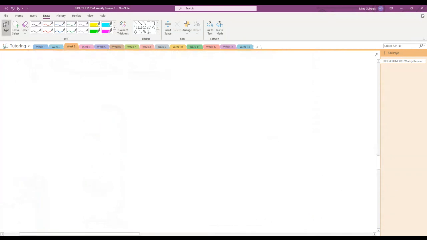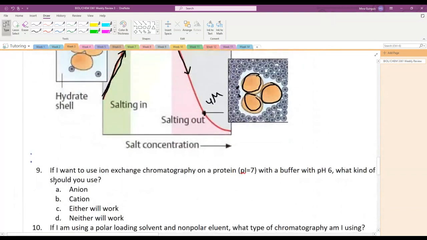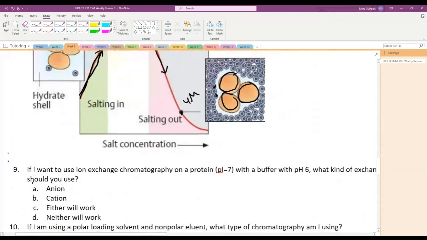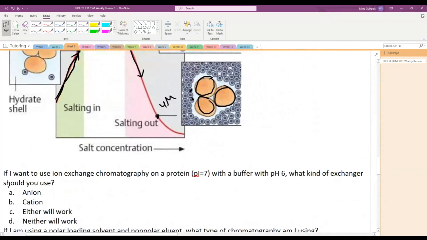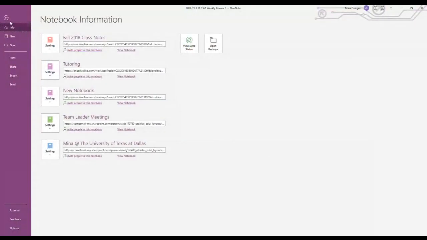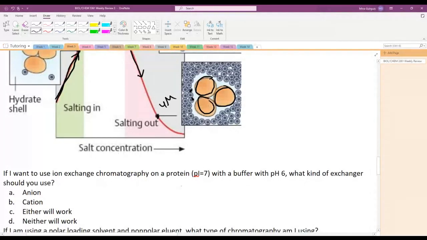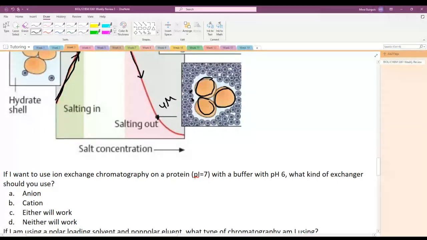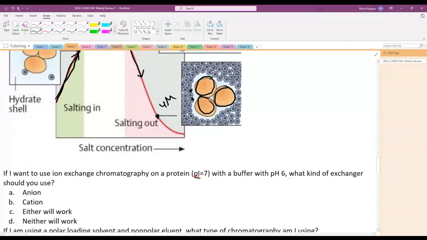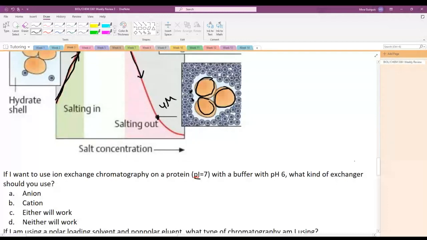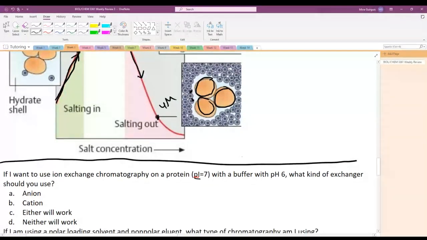Okay. So now zooming in, because yeah, okay, perfect. So there we go. Okay. So if I want to use ion exchange chromatography, and we're going to talk about what that is in a little bit, on a protein with this pI, with a buffer with that pH, what kind of exchanger should we use? So ion exchange, I guess I should say this is kind of the transition. Before this, we were talking a lot about proteins and stuff. Now we're going to talk about chromatography in general.